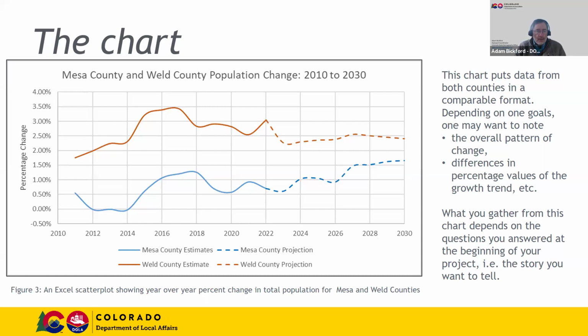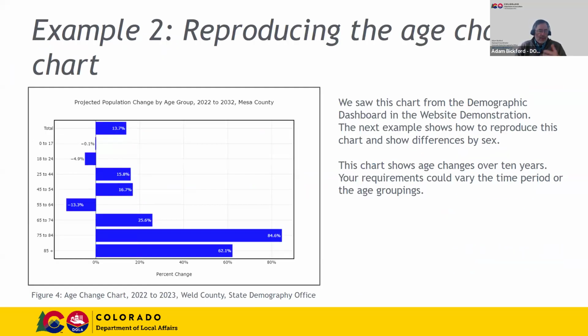So now we have another example here. The second example is we're going to reproduce a chart that we downloaded. This is for Mesa County. This is the population change by age group over 10 years. We chose these age groups because they provide a convenient summary for where we see population growth increasing.